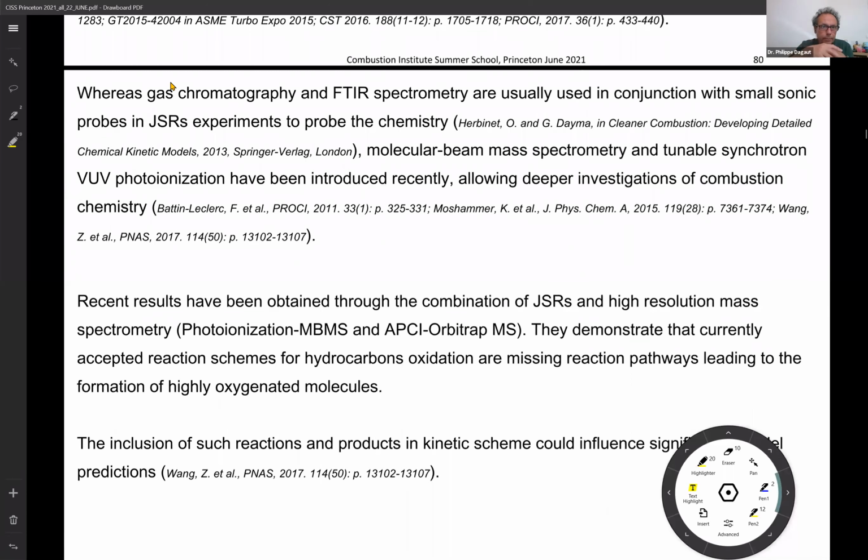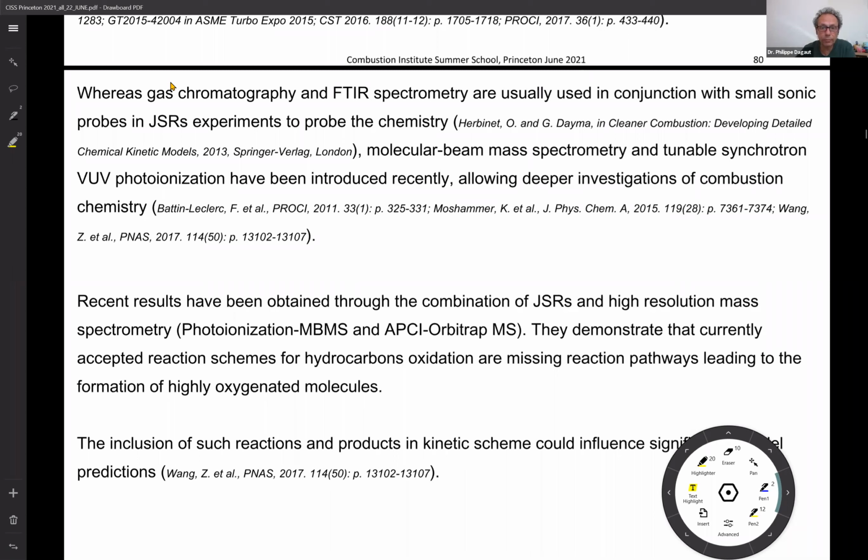While gas chromatography and FTIR spectrometry are usually used in conjunction with small sonic probes in jet stirred reactors to probe the chemistry, molecular beam mass spectrometry and tunable synchrotron vacuum UV photoionization have been introduced recently, and it started in 2011, about 10 years ago. And this allowed a more detailed investigation of the combustion chemistry of the oxidation processes which occur.